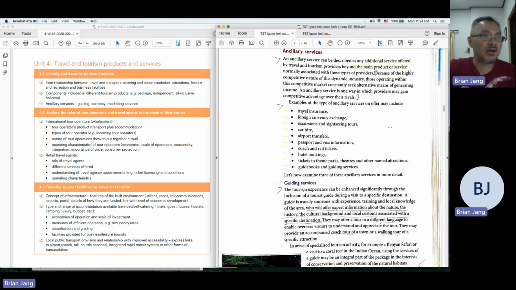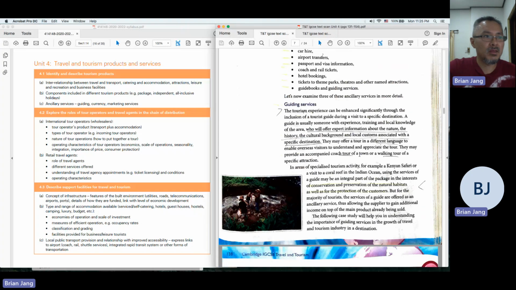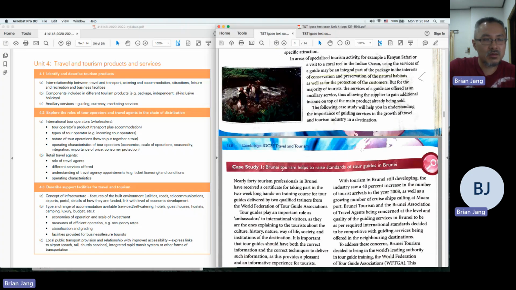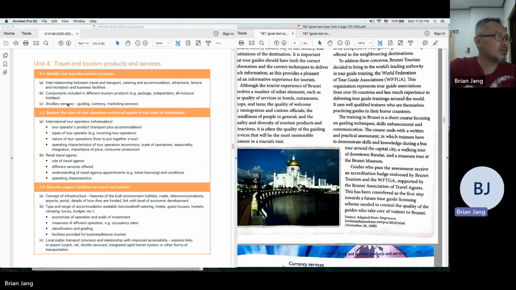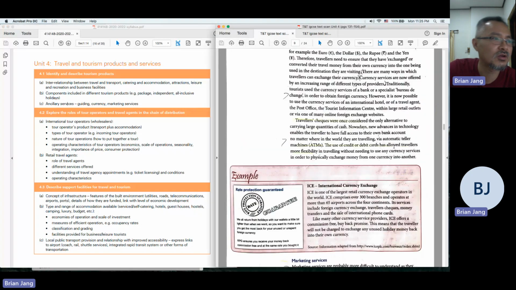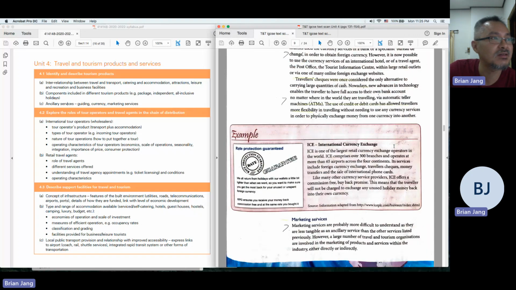Okay. There are guiding services. People who don't know about the destination, don't know where to go, don't know the culture, don't know the history, maybe have a language barrier, anything. A tour guide is part of guiding services. Someone who's going to pretty much take you and show you the things of the destination. All right, that's ancillary services: guiding, currency, marketing services also. Currency services, yes, you need to have the foreign currency to be able to buy stuff.